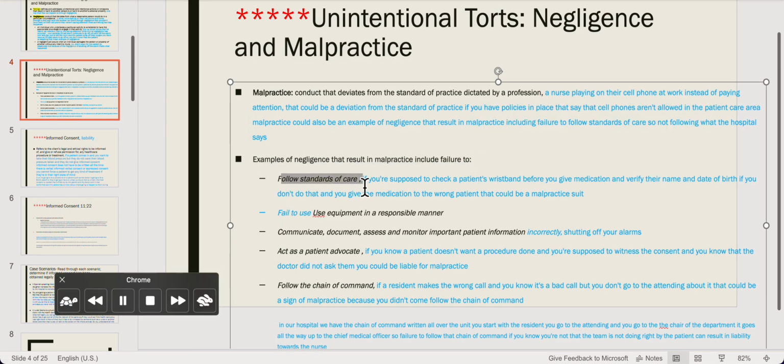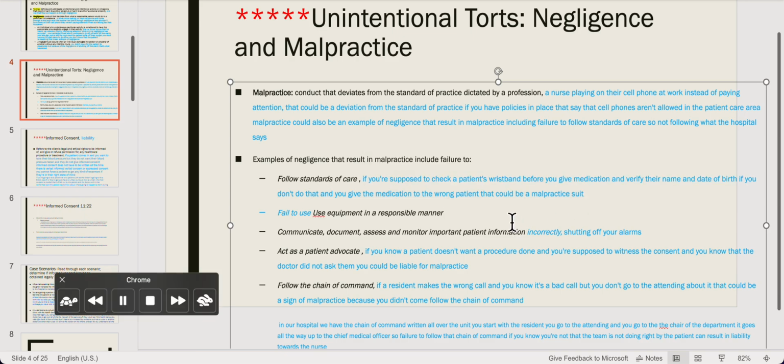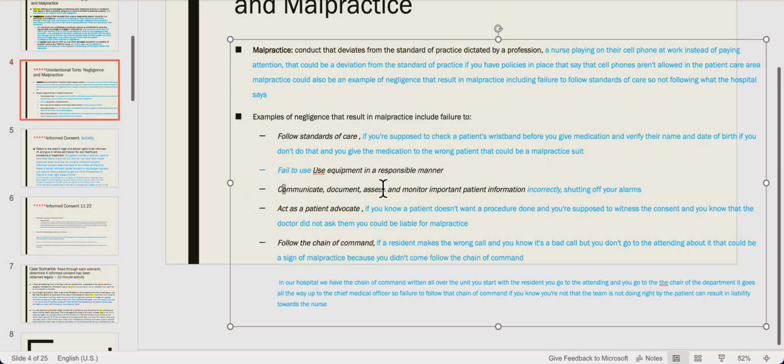Examples of negligence that result in malpractice include failure to follow standards of care. If you're supposed to check a patient's wristband before you give medication and verify their name and date of birth, and you don't do that and you give the medication to the wrong patient, that could be a malpractice suit.